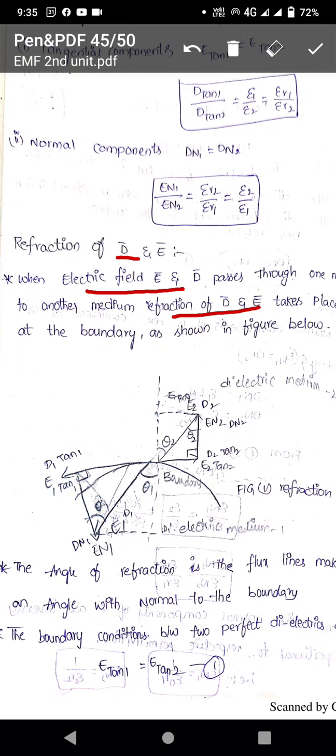Here you can see the diagram. D1 enters, or D2, it is E1 and En1, and similarly E2, En2 and the tangential component. It is also known as E tan, and this is En. Similarly, we can represent D bar also. Previously, what the diagram represents is the angle of refraction we are calculating.